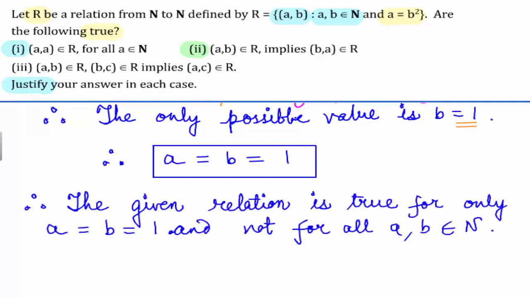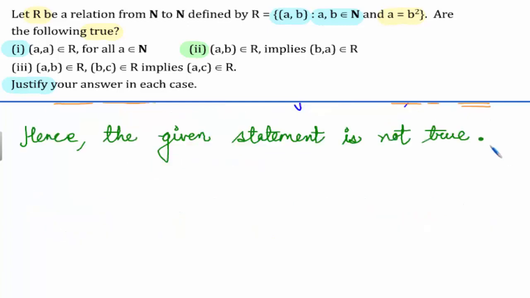Therefore, the given relation is true only for a = b = 1. It is not true for all values of a and b belonging to the set of natural numbers N. Hence, we can say that the given statement is not true.